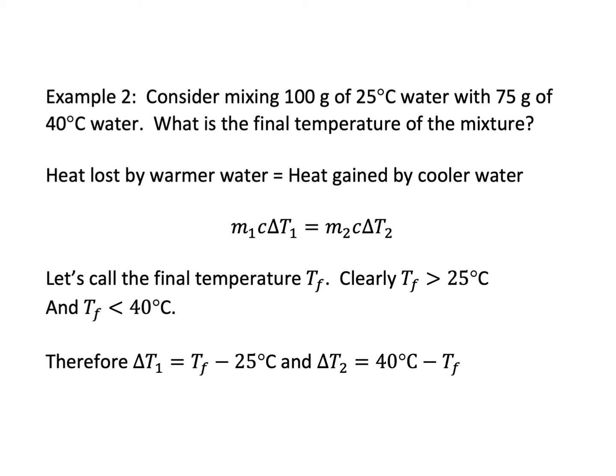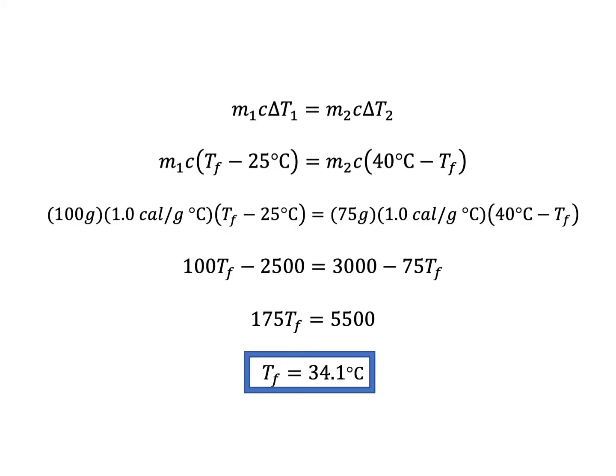Now here's where it gets tricky. For the change in temperature of mass 2, it's going to be 40 degrees Celsius minus the final temperature. That's how much it's going to change. And so that gives you your delta T2, and that gives you your delta T1. So now we can use our equation. M1 C1 delta T1 is equal to M2 C2 delta T2. Now, in the last slide, we showed that delta T1 is T final minus 25 degrees, and delta T2 is 40 degrees minus T final. And so we can plug in for M1 and M2. That's going to be 100 grams and 75 grams.